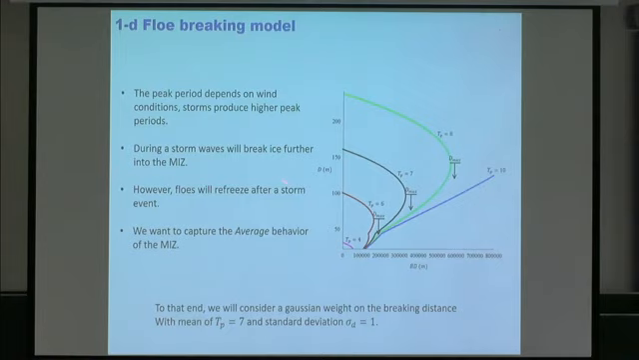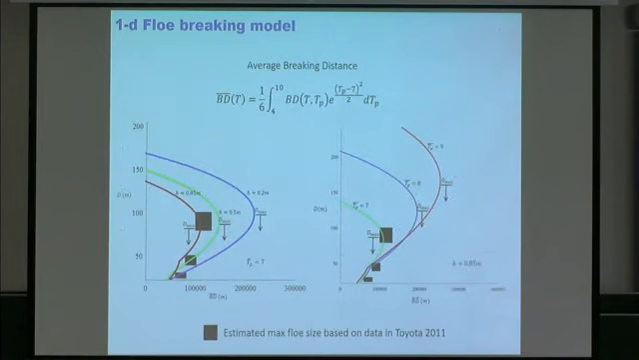Well, the ice will refreeze if it's left alone with, say, some calm weather for a while. So I just thought, okay, maybe I had to look at the average behavior instead. So I picked a mean of a 7-second peak period, standard deviation of just 1, and averaged the breaking distance. So I just have what I call the average breaking distance, which is supposed to take into account storm events and then refreezing in some statistical way, I suppose, but just a Gaussian weight on this breaking distance.